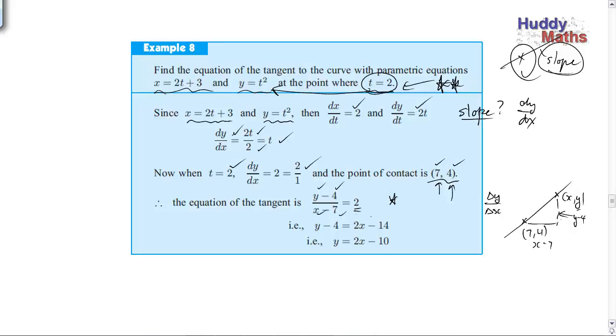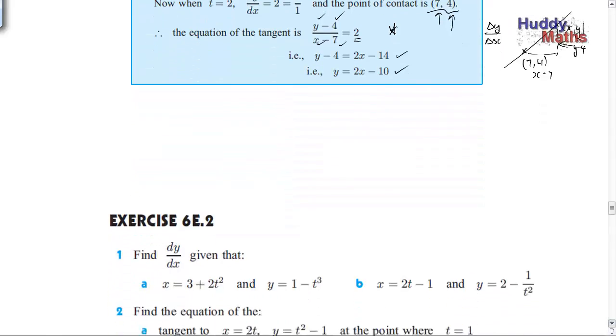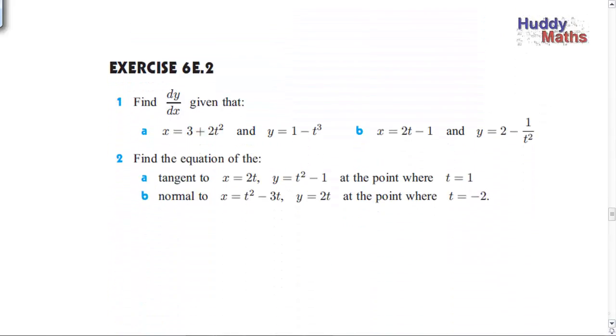Okay, so multiplying both sides by x take 7, and then getting all terms crossed to the right, adding that 4, you get the equation. Okay, so it's fairly basic stuff. You must remember what's required for a line though. You need a slope and a point. Okay, your turn. Come down and have a look at 6E2, question 1 and 2.